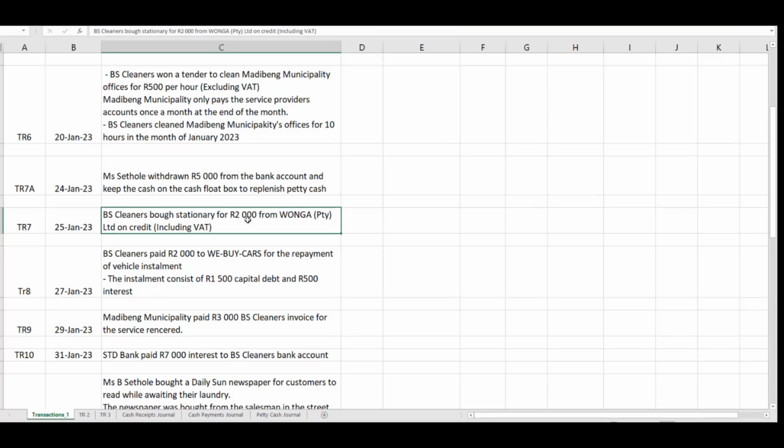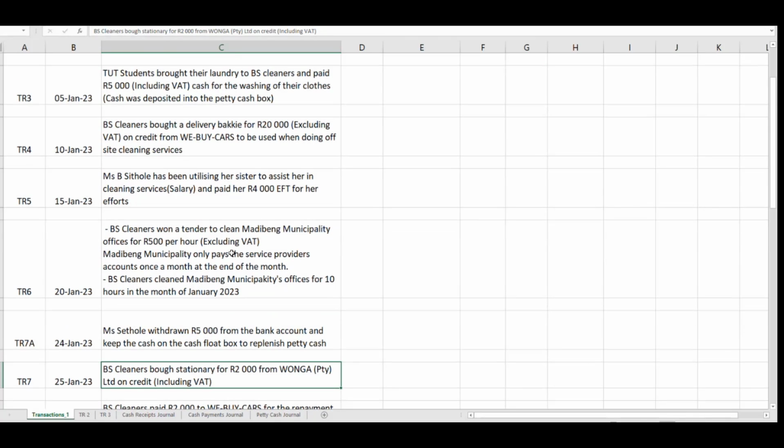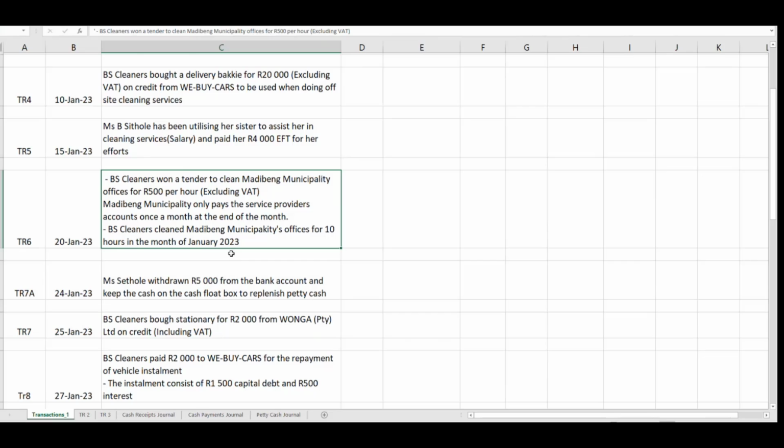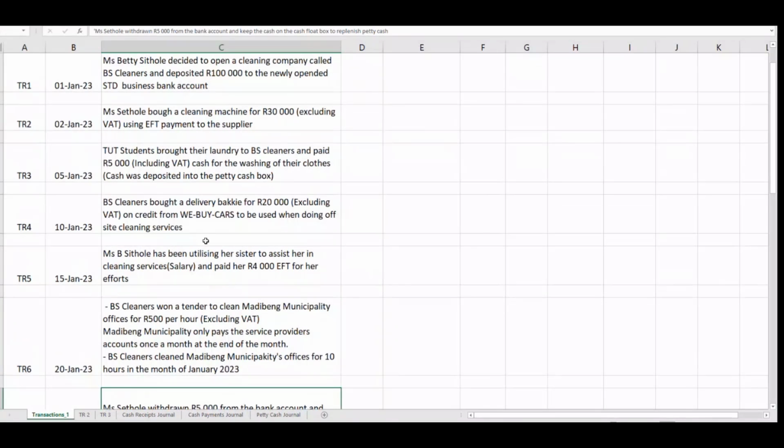You mean on the top one, not on this 2,000? Which transaction number? The same that we're talking about, number 6? No. Yeah, it's 24th of January. The student bought their laundry. Oh, the one of the laundry, that's transaction number 3, 5 January.